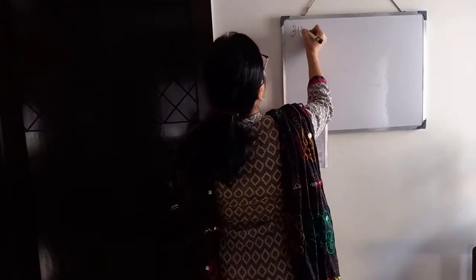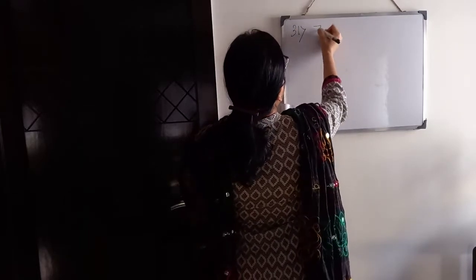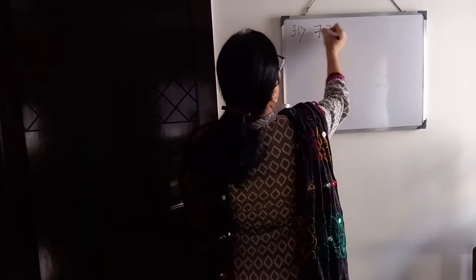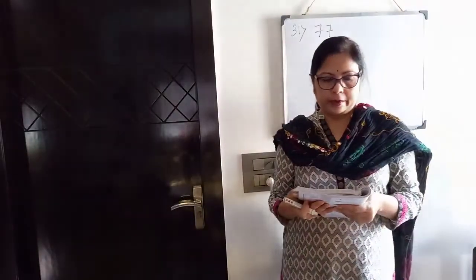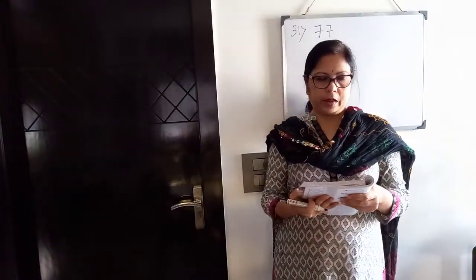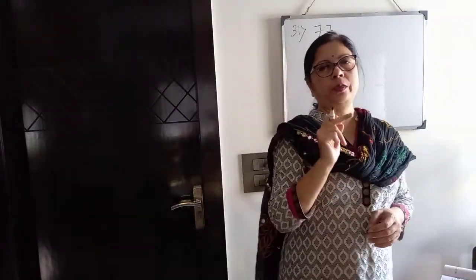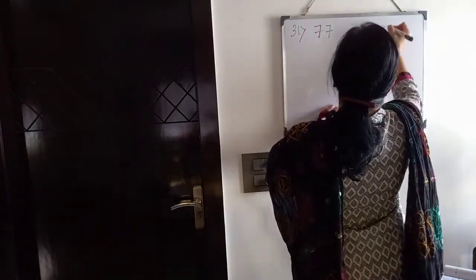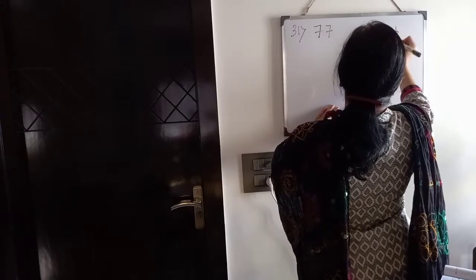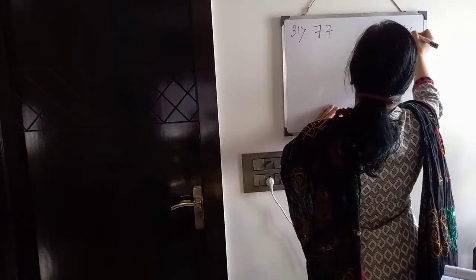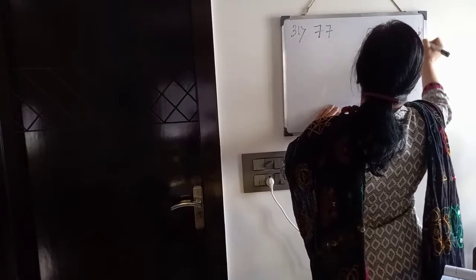Now we'll do sum number 31. Here it is given 77. It is told to express 77 as the difference of two squares. So we have to use that formula. ab equals (a plus b by 2) whole square minus (a minus b by 2) whole square.